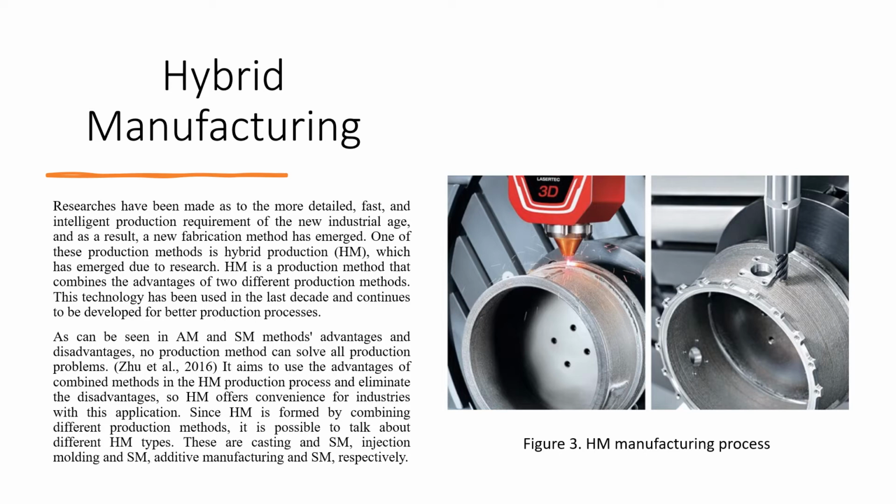As can be seen in AM and SM methods' advantages and disadvantages, no production method can solve all production problems. HM aims to use the advantages of combined methods in the production processes and eliminate the disadvantages. So HM offers convenience for industries with this application. Since HM is formed by combining different production methods, it is possible to talk about different HM types. There are casting and SM, injection molding and SM, and additive manufacturing and SM, respectively.